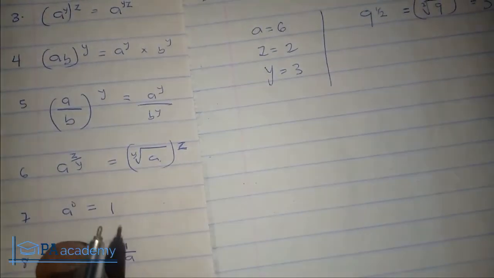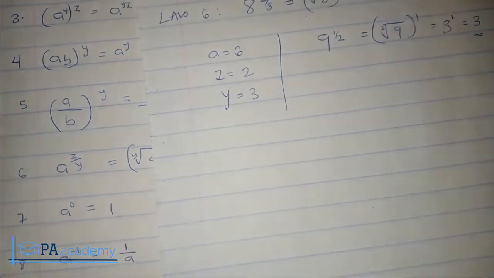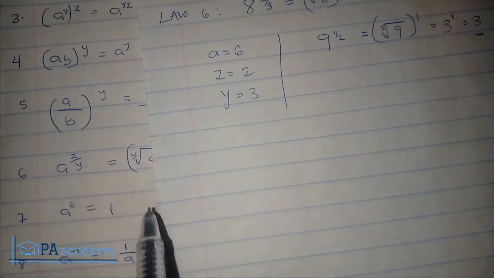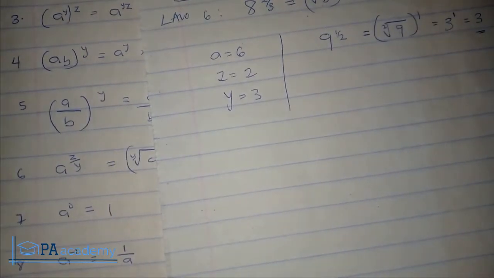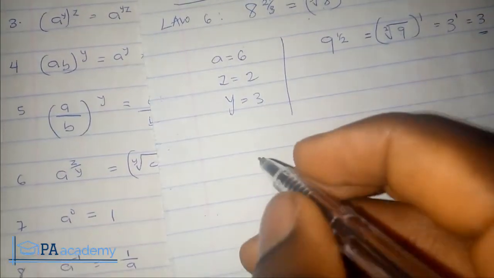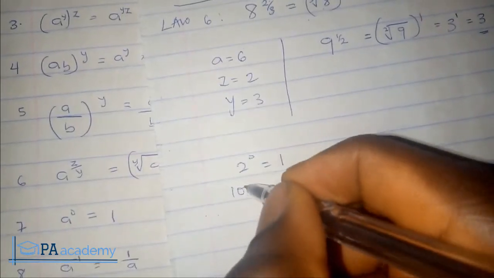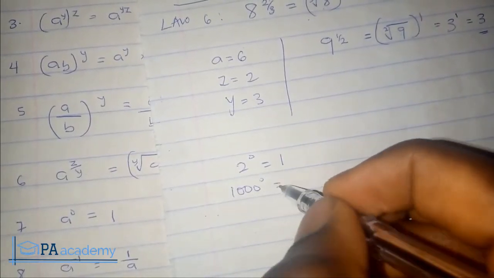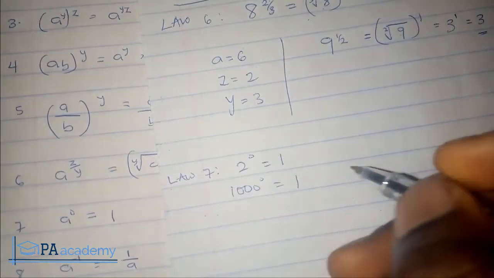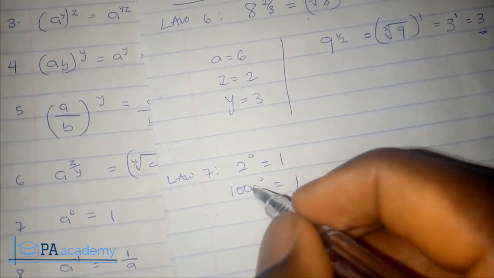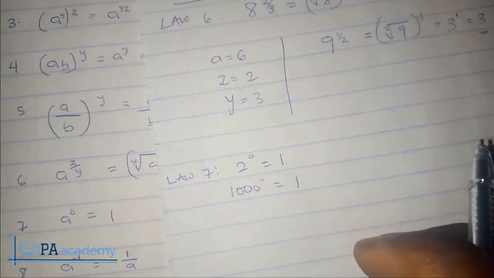Law 7 here says a raised to power 0 is equals to 1. And what it means is that any number raised to power 0 is equals to 1. So whatever the number is, if it is 2 raised to power 0, it's the same thing as 1. If it is 1000 raised to power 0, it is 1. This is law 7. Whatever it is, once it is raised to power of 0, it is 1. So that is it for law 7.